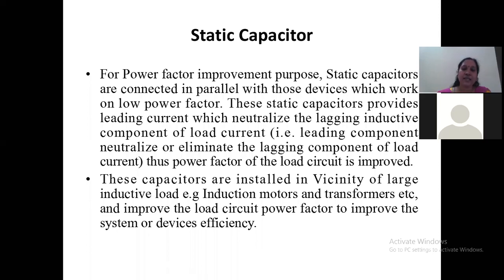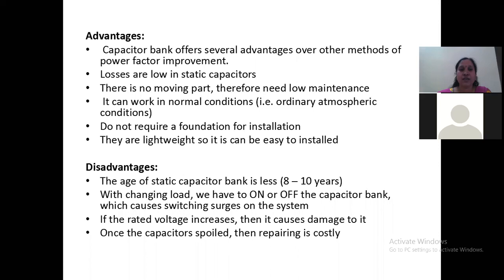So these capacitors are installed in the vicinity of the large inductive load, for example induction motors, transformers, etc., and improve the load circuit power factor to improve the system or the device efficiency. Okay. So these are the advantages and the disadvantages of static capacitors.